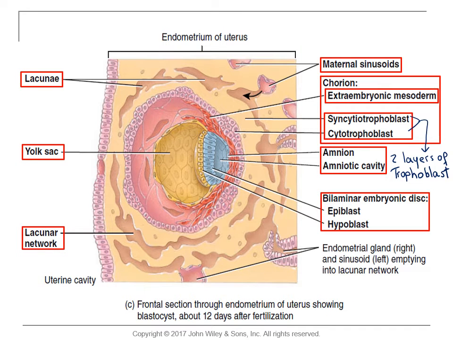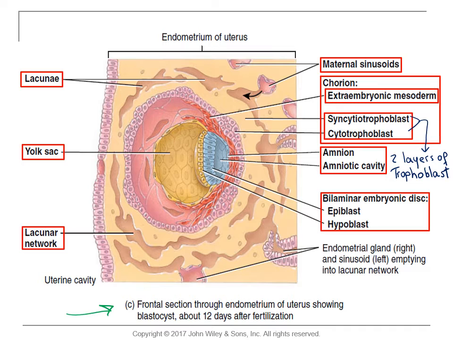As for the development of sinusoids, the development of the extraembryonic coelom, and the development of the chorion, as you can see in this figure. So here we have a frontal section through the endometrium of the uterus showing the blastocyst about 12 days after fertilization. Okay, so first, the development of the sinusoids.